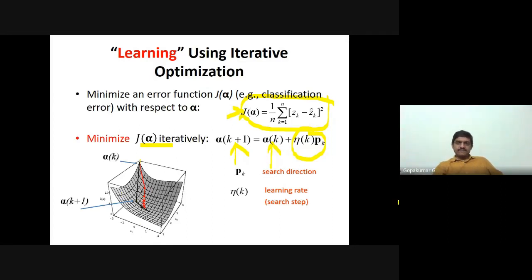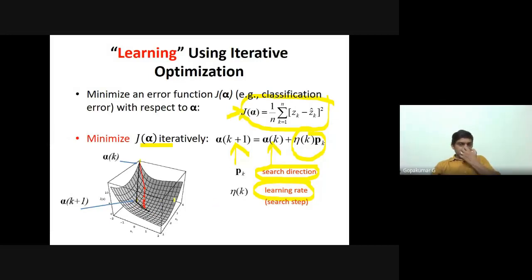So what is pk and eta of k? Eta of k is sometimes called the learning rate, the step size or search step, and pk is the search direction, the direction in which we have to move. You can see that this particular plot has a minimum point somewhere here.